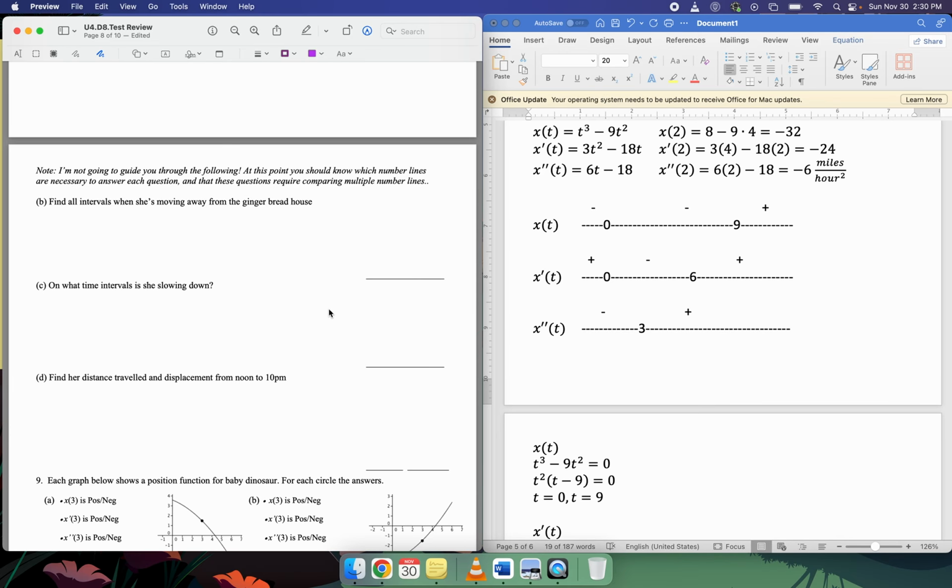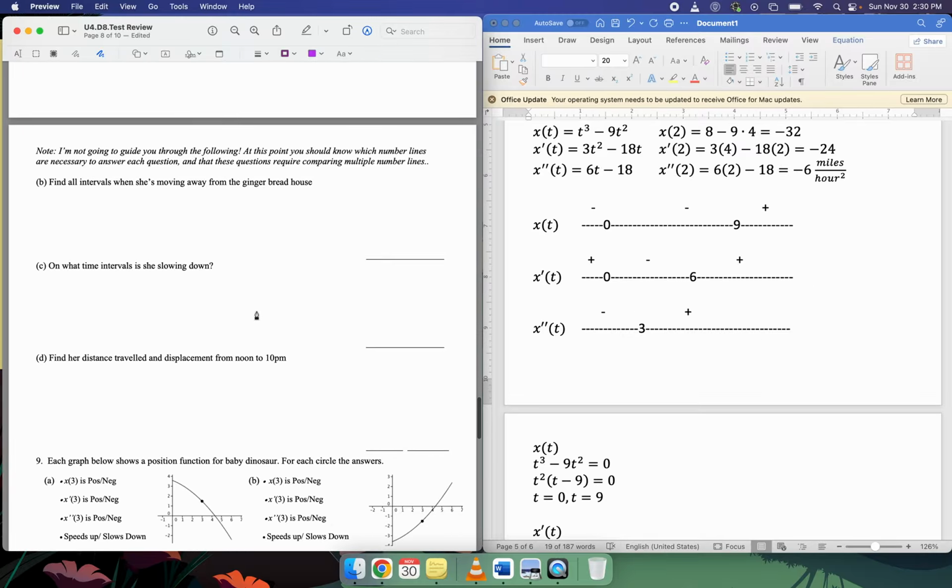Okay, and then when else? Well, not between 0 and 3, because these two guys have the same sign during that time. But then between 3 and 6, this guy's negative and this guy's positive, so she's slowing down during this time interval. But then after 6, they're both positive, so not during then. So that's when she's slowing down. Finally, find her distance traveled and displacement from noon to 10.